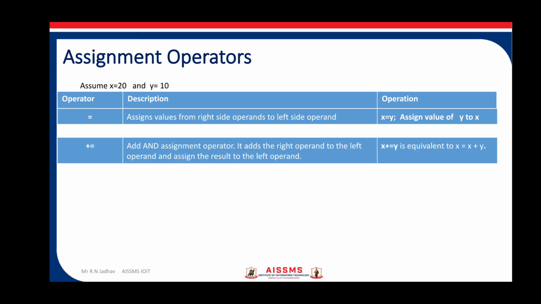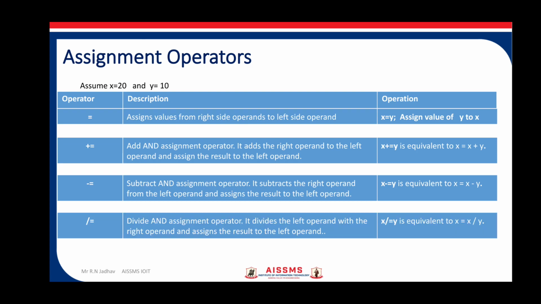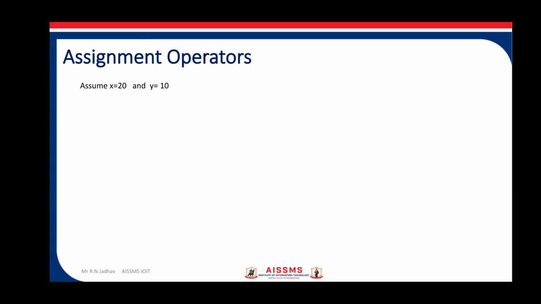Another assignment operator is plus equal. This assignment operator adds the right operand to the left operand and assigns the result to the left operand. For example, x plus equal y is equivalent to x equal to x plus y. That means it will add x and y and assign the new value to the left operand, that is x. In the same way we have minus equal, divide equal, and multiply equal.